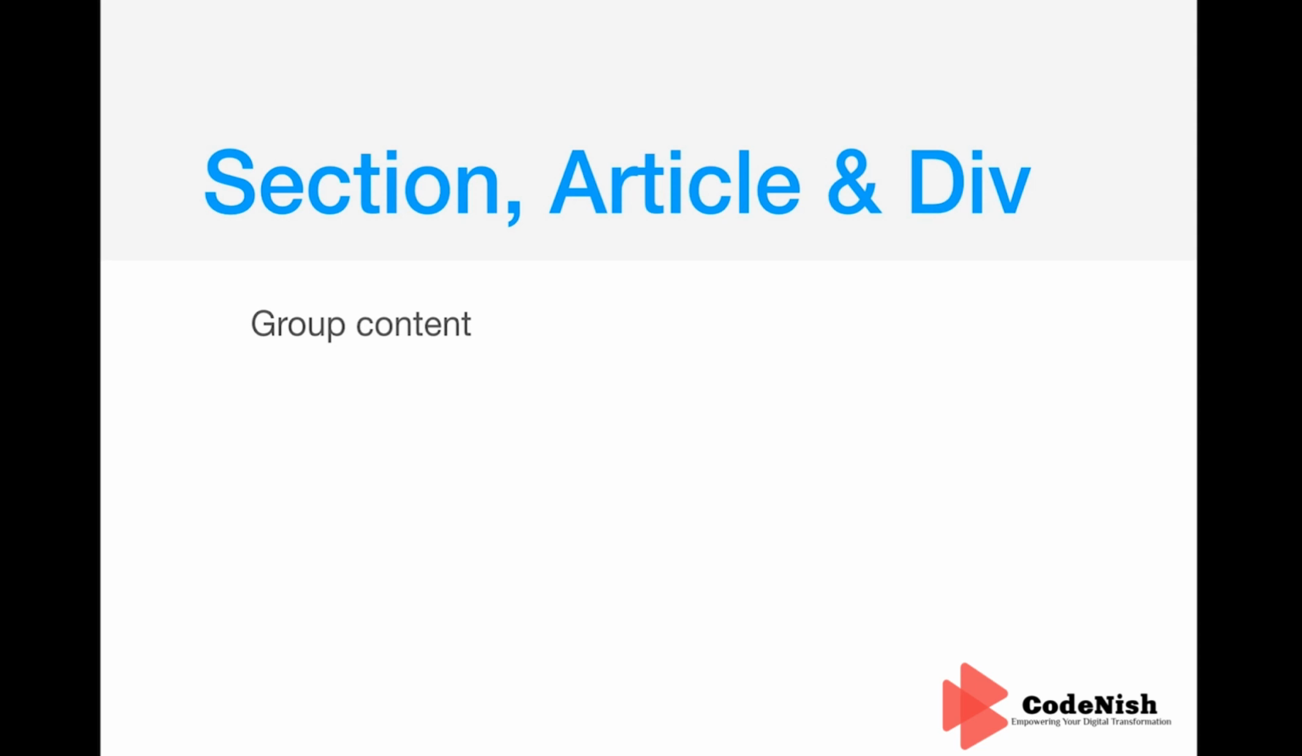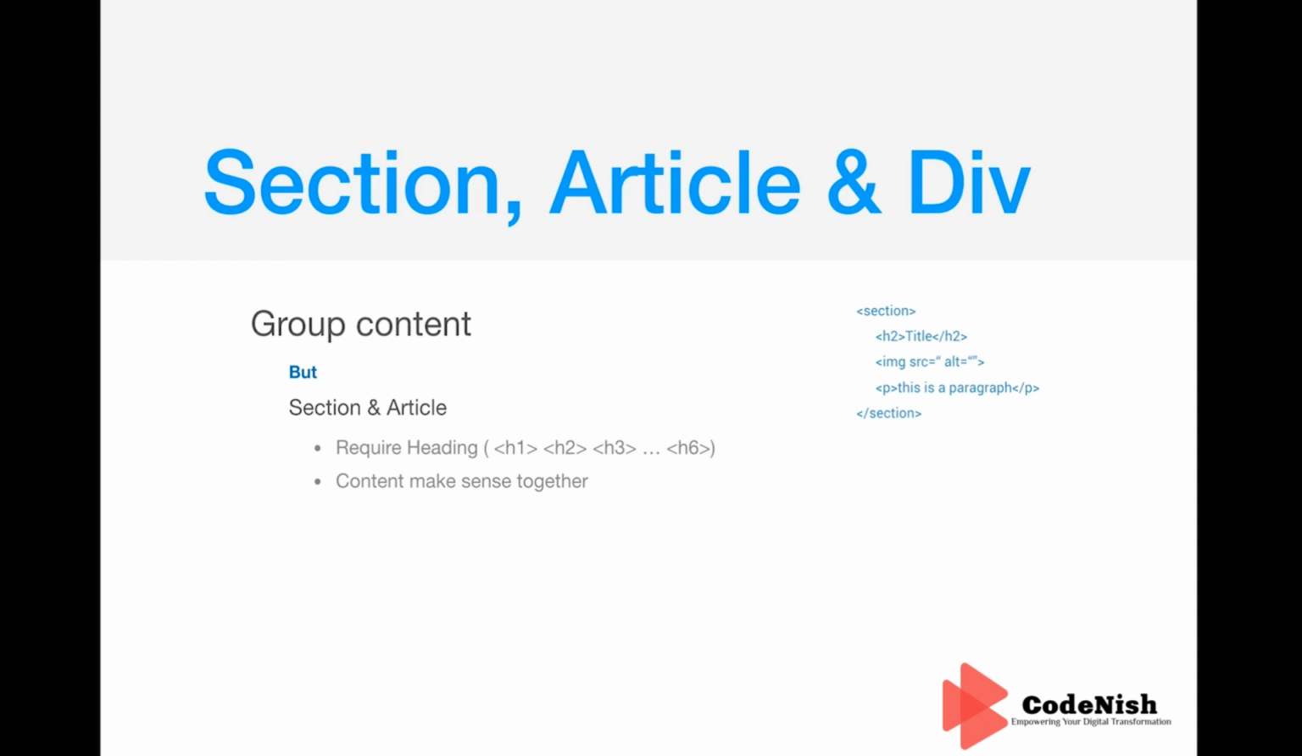As you might know, these tags are used to group content together, but section and article have different requirements than div. One thing that tells me that I should pick between section and article is the heading flag, meaning if the content that I'm grouping has a title. Another flag is how these contents make sense together. For example, if I have a title that is being described by the paragraph and emphasized with a video or image, it means that they belong together.